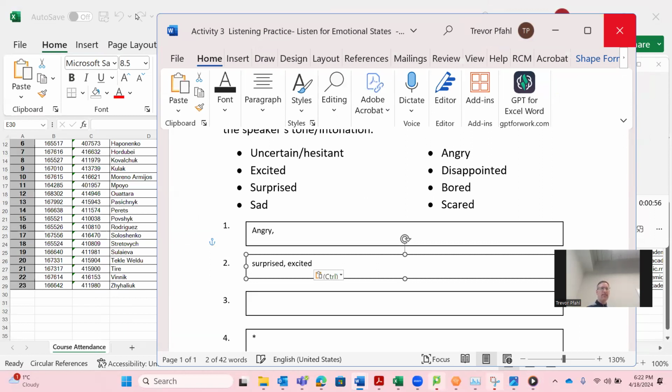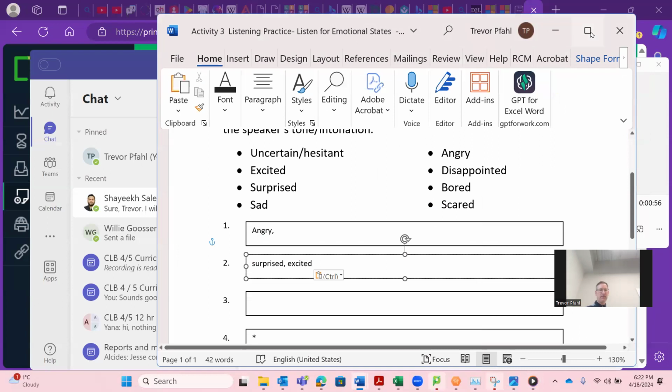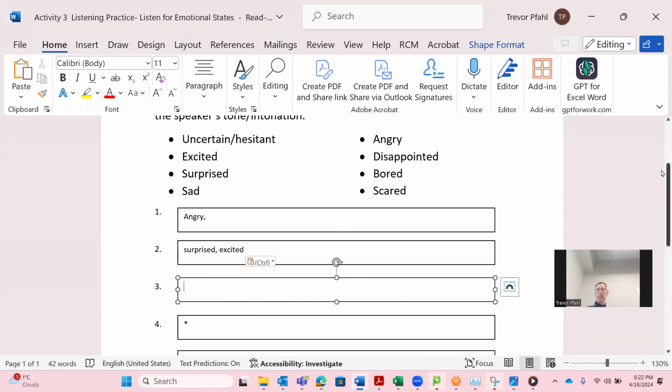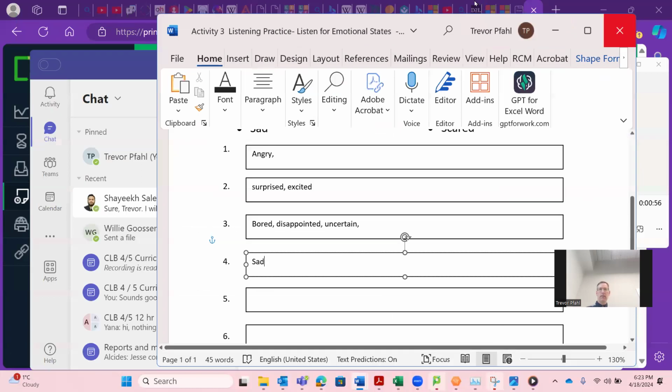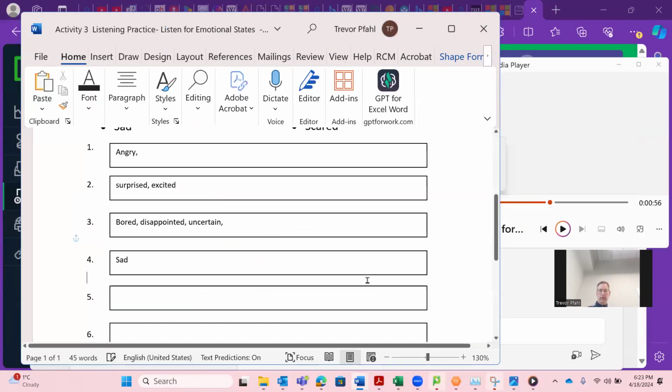Just a minute, for whatever reason, it's now working. So besides disappointed, what else might you think it could be? Okay, bored. Well, I'll put in disappointed, but I don't know that before we do something, we often say like that. Maybe uncertain. And what about number 4? Okay, sad. Maybe sad, because she talks about moving from New York. Okay, let's listen for 5 and 6.